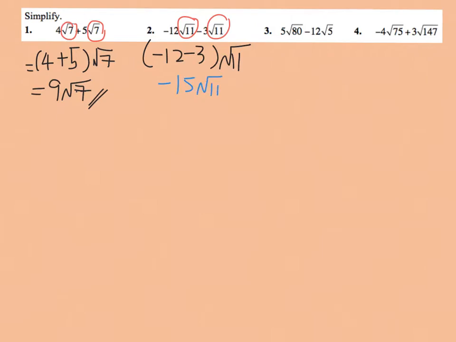In example 3, we have 5 root 80 minus 12 root 5. Here, look at the radicand. It's root 80 and root 5. We cannot combine terms that have unlike radicands. Our next step is to think about whether we could simplify one of the radicands so that we will have like radicands. In our lesson on evaluating radicals, we know that square root 80 can be simplified as the product of a perfect square and a non-perfect square.